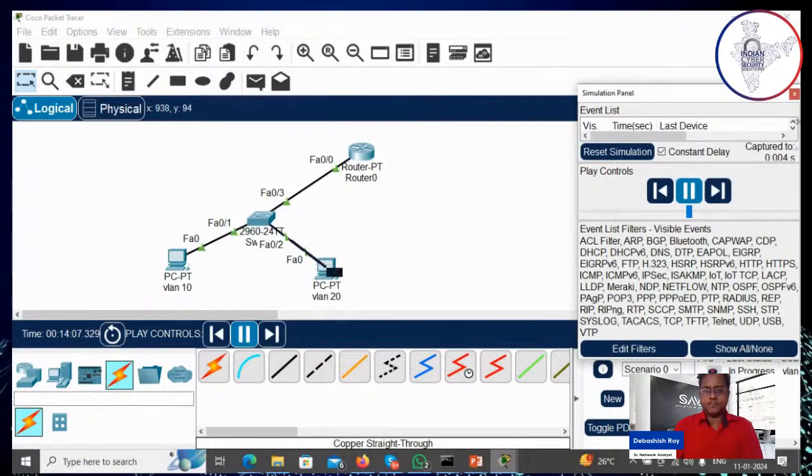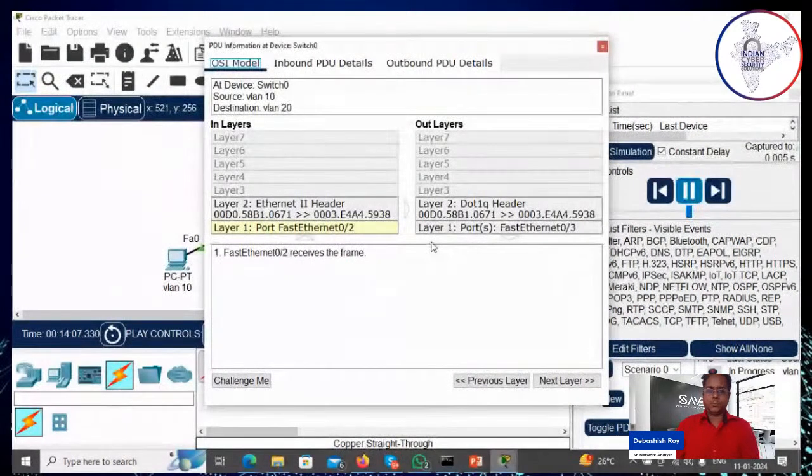And then this here. So this ping packet, the communication is happening through the router. And you can see the header part as well, that its source is VLAN 10, destination is VLAN 20. You can see the in layers. In layers means where the packet is entering, and out means where the packet is leaving the interface.